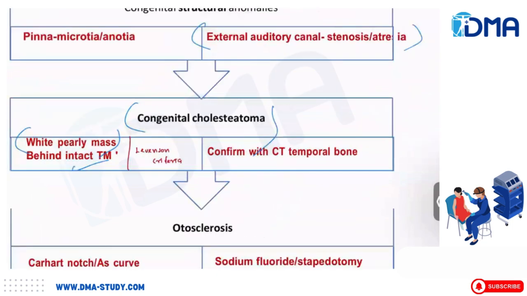If such is the case, you should be confirming the cholesteatoma with CT temporal bone. Okay. So once you confirm the patient with CT temporal bone, you should plan for surgery such as canal wall down mastoidectomy or modified radical mastoidectomy. Again, I will tell you, if you hold the posterior canal wall, it is canal wall up mastoidectomy. If you sacrifice the posterior canal wall, it is called canal wall down mastoidectomy. So safe type, canal wall up mastoidectomy; unsafe type, canal wall down mastoidectomy.